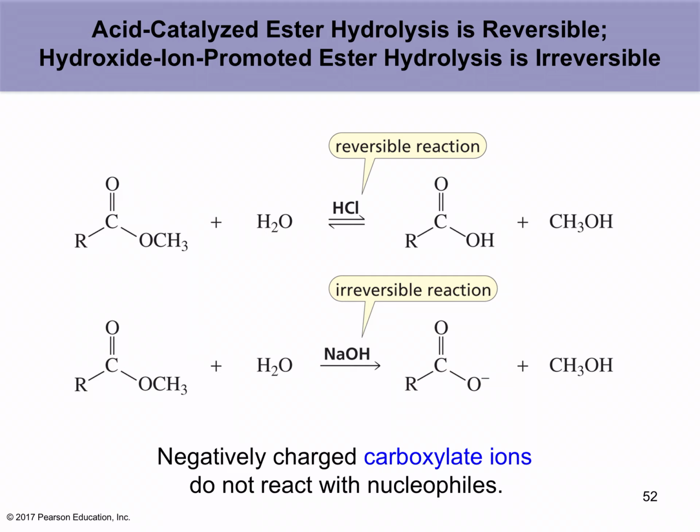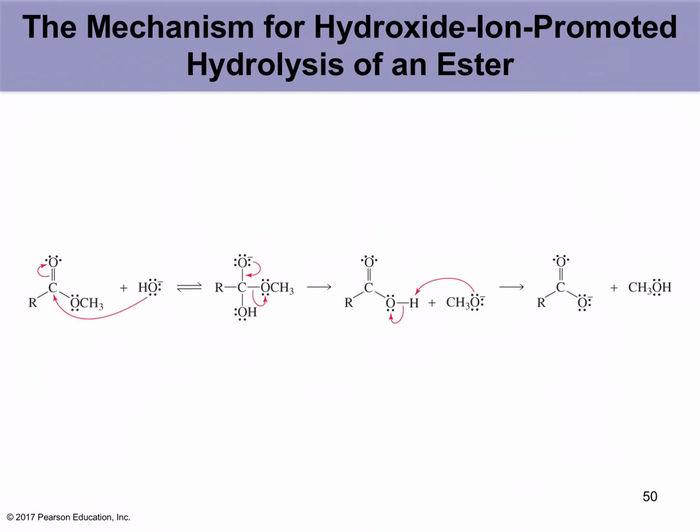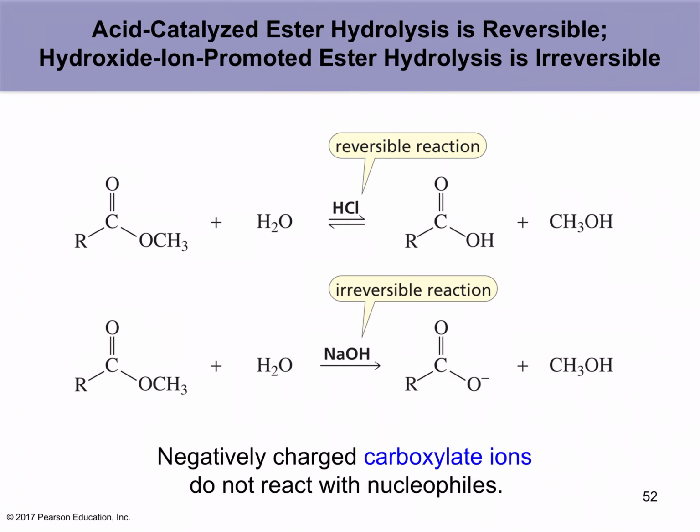Acid catalyzed ester hydrolysis is reversible. Hydroxide ion promoted ester hydrolysis is irreversible. Now this is again ester hydrolysis with water in the presence of acid, so we get carboxylic acid and methanol. In the presence of a base, we form carboxylate anion and methanol. We have seen this mechanism. See, carboxylate anion. The negatively charged carboxylate anion does not react with nucleophiles. As a result, this is not reversible, whereas this is reversible.